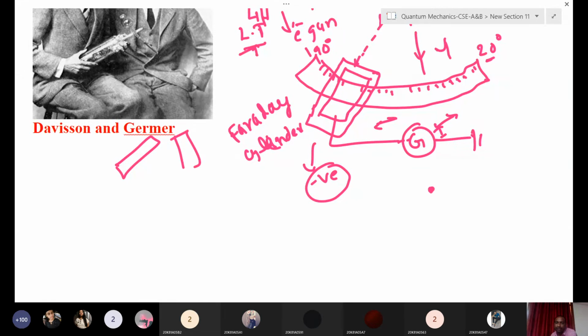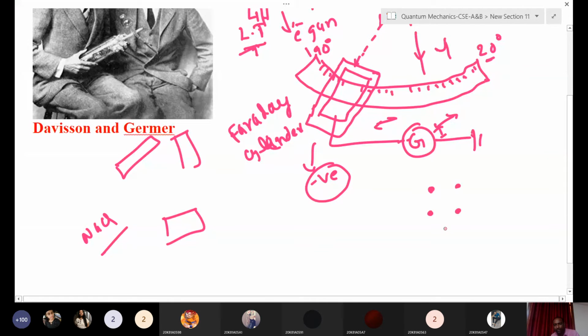Solid form. Amorphous materials are also available in solid form, but crystal means crystal. Suppose you have any crystal, a nickel crystal or any other crystal, an NaCl crystal. Crystal means atoms are arranged in a systematic, periodic manner.